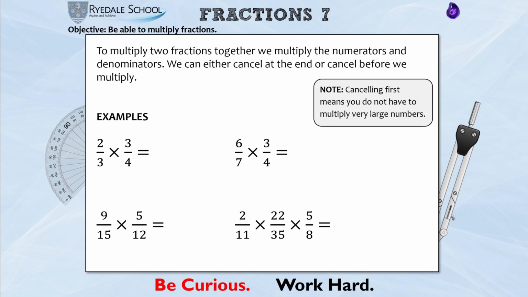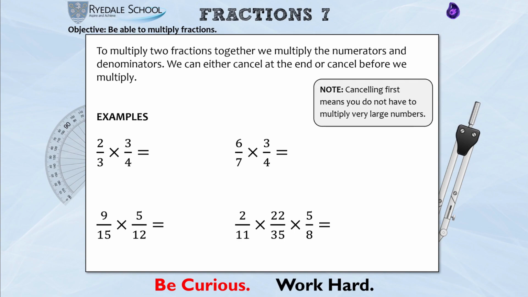So we are looking at multiplying fractions today. And the way that we're going to do this is using a very, very simple method. To multiply 2 fractions together, we multiply the numerators and we multiply the denominators. That is it. We multiply the top numbers, we multiply the bottom numbers. In some ways, this is so much easier than the addition and subtraction of fractions because we do not need a common denominator.